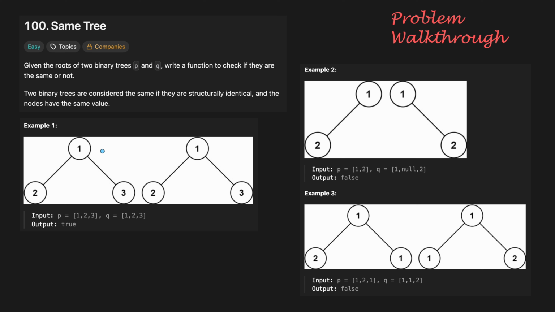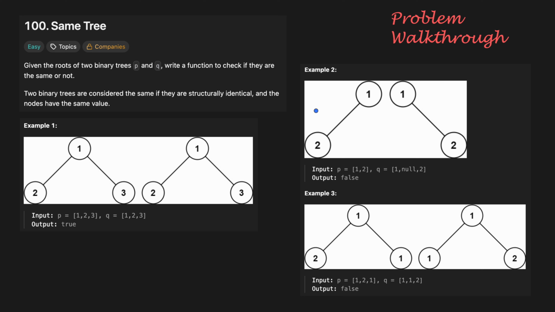For example, here in example 1, both the trees have the same structure and same values at each position. The roots are both 1, the left children are both 2, and the right children are both 3. So these trees are identical and hence we will return true.